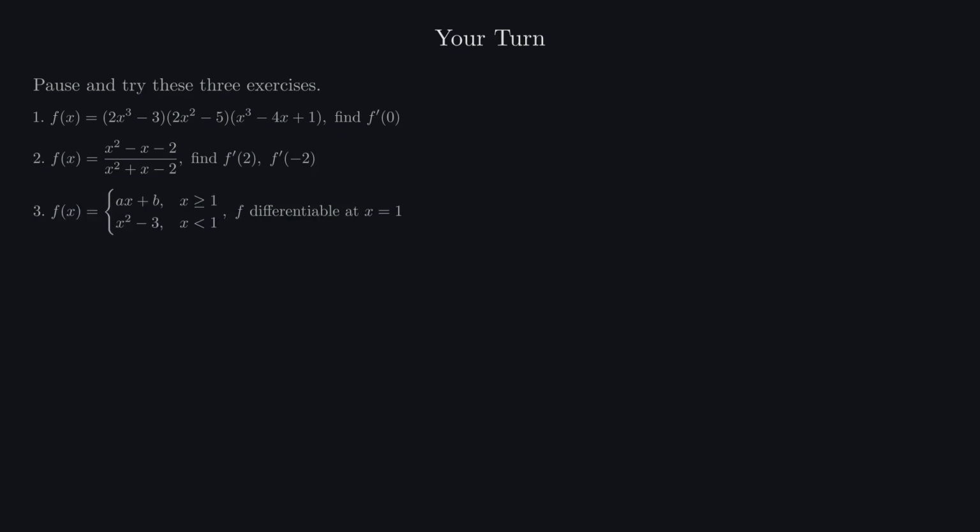The third example, we have a piecewise function. f of x equals ax plus b for x greater than or equal to 1, and f of x equals x squared minus 3 for x less than 1, with the condition that f is differentiable at x equals 1. You should use continuity at x equals 1 to relate a and b, and then use equality of left and right derivatives to determine their exact values.